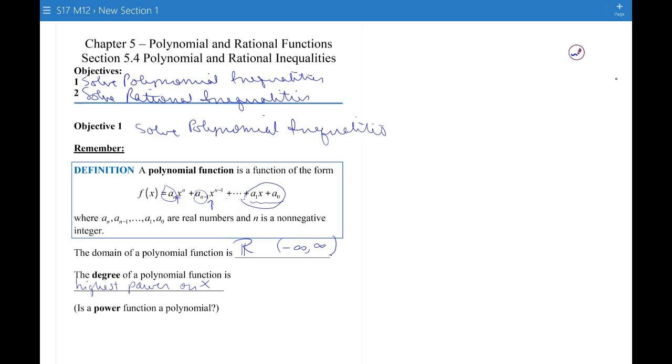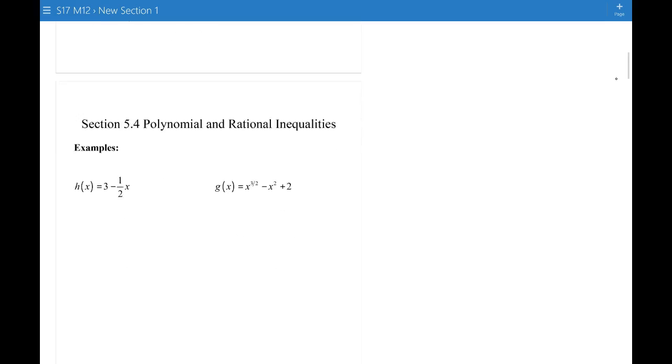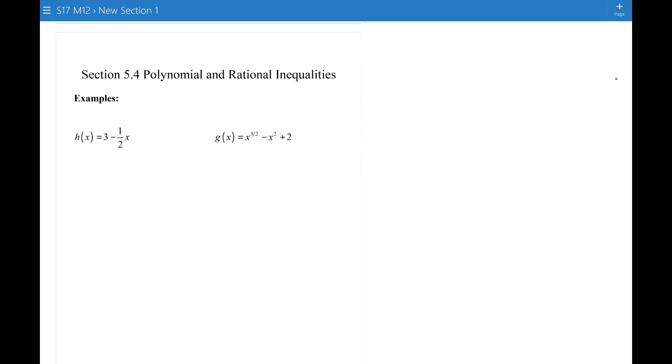And then I just want you to think about, is a power function a polynomial? Then I'll ask you that in class and we'll have a little conversation about that. So here's a couple of examples of polynomials. This is a polynomial. And this one, remember, is not a polynomial, because you can't have fractions in the exponents and behave like a polynomial. You can be a perfectly good function, but you're not a polynomial.